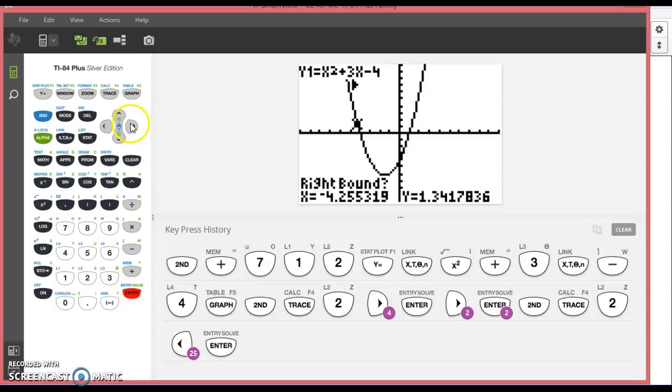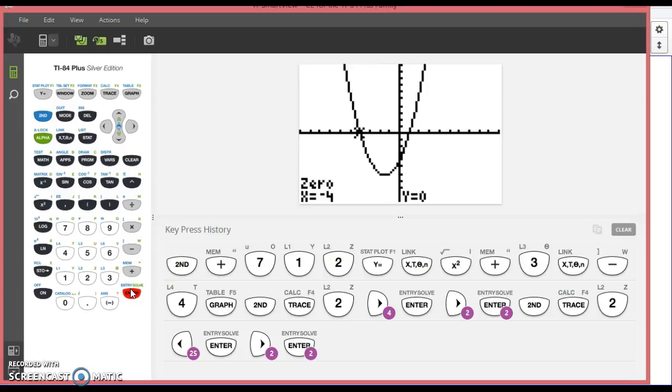And then I'm going to move it so it is to the right of that intercept. Hit enter. Do we want it to guess? No, we hit enter. That other point of intersection is -4, 0. So the two answers to this quadratic equation are -4 and 1. They are the two answers. Questions? All right, let's go on.